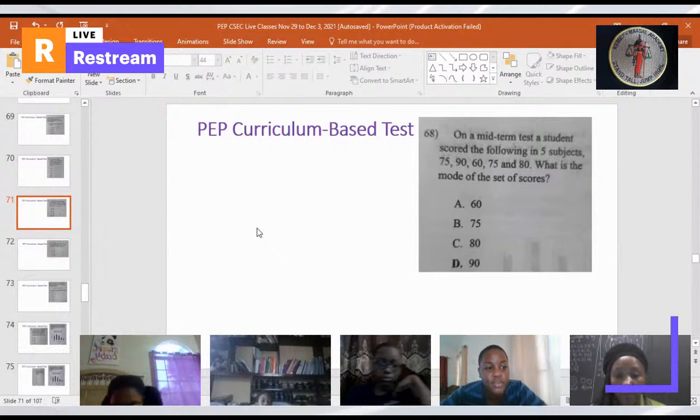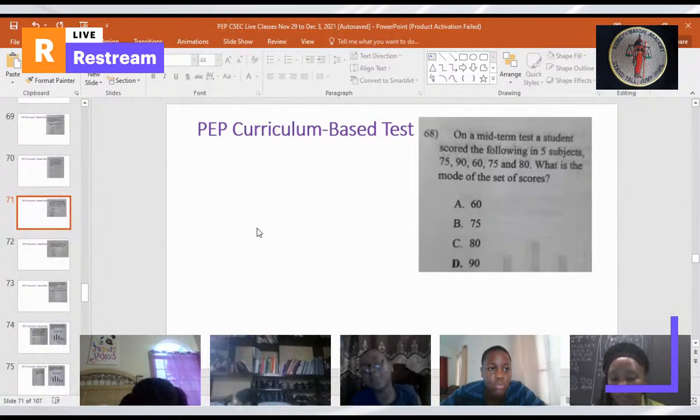Miss, is it 75? So remember, we said the mode is what? How do we define the mode? The number that occurs the most. The number that occurs most frequently. Yes.